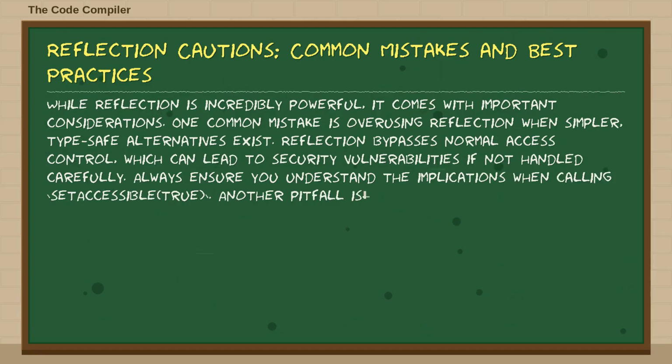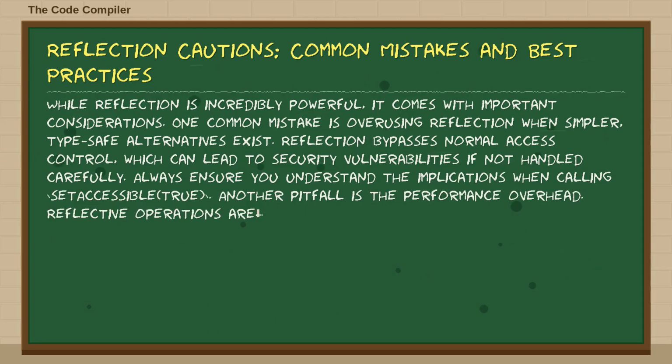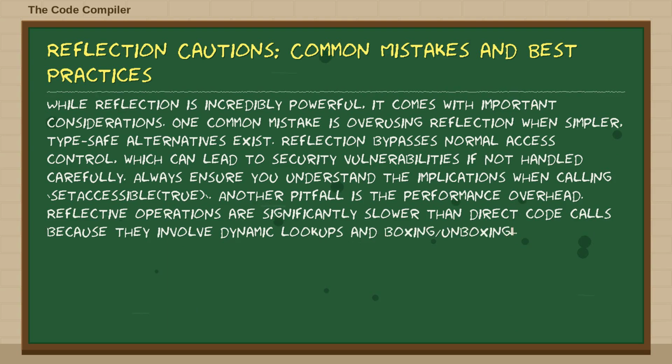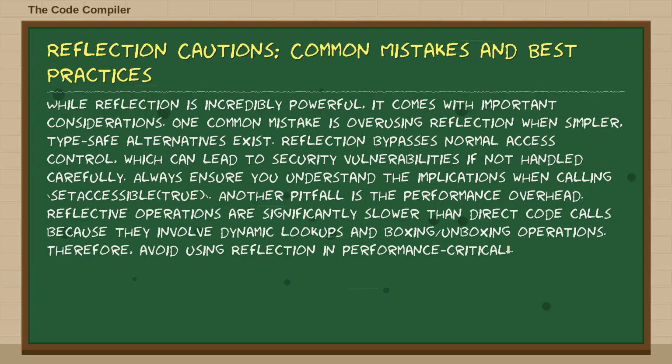Another pitfall is the performance overhead. Reflective operations are significantly slower than direct code calls because they involve dynamic lookups and boxing-unboxing operations. Therefore, avoid using reflection in performance-critical code paths if possible.